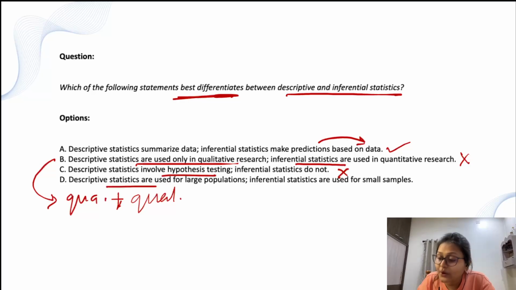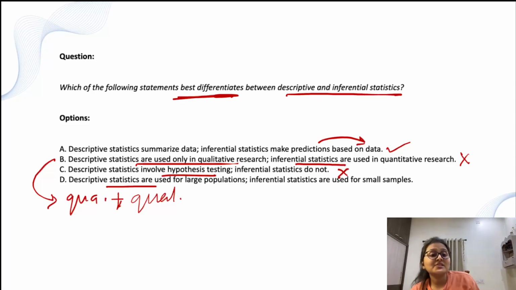Now we are going to look at option number D. Descriptive statistics are used for larger populations, whereas inferential statistics are used for smaller samples. Now, this statement is even wrong. Descriptive statistics can be used for the larger population as well as for the smaller population. Its simple task is to summarize the data that is available regardless of size.